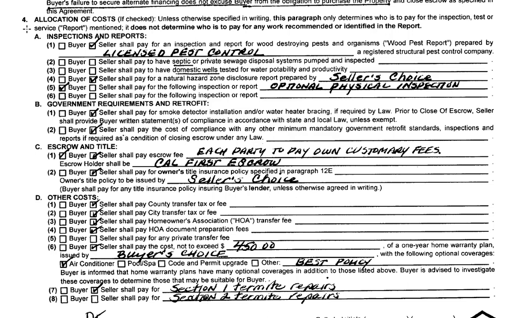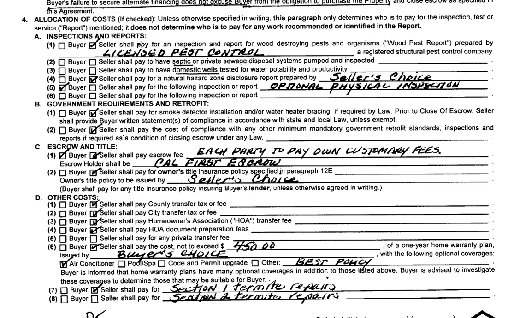Page 2, allocation of cost, paragraph 4. This is where the purchase agreement spells out who's going to pay for what. And I filled it out in a typical standard sale way. So there might be a little bit of deviation if you're writing it for a short sale or an REO.